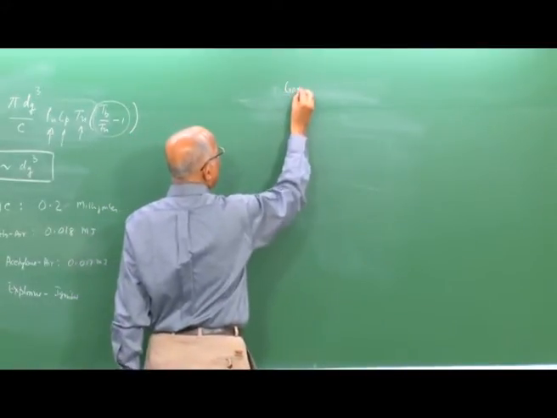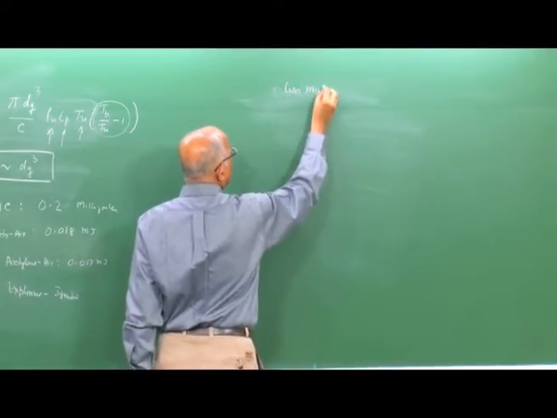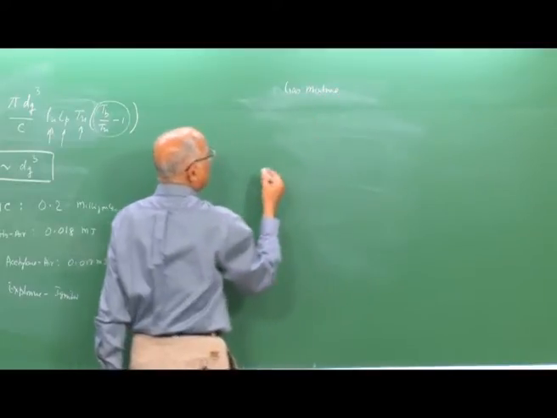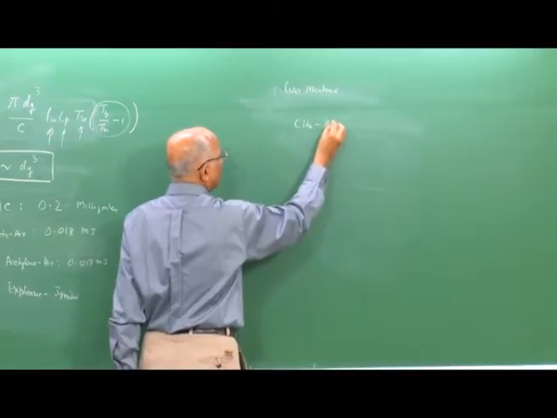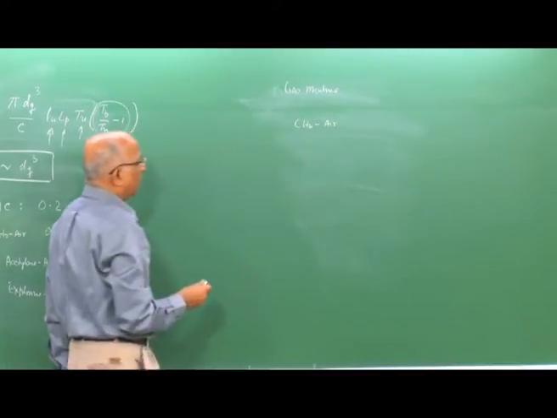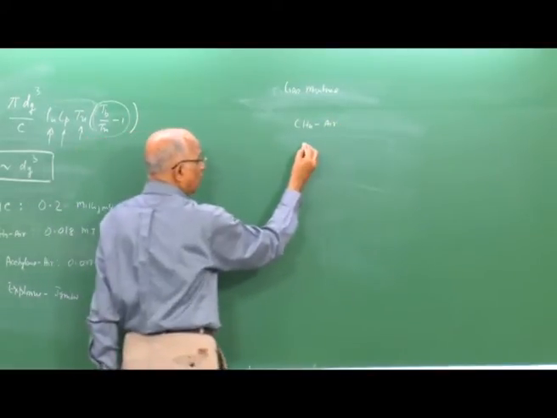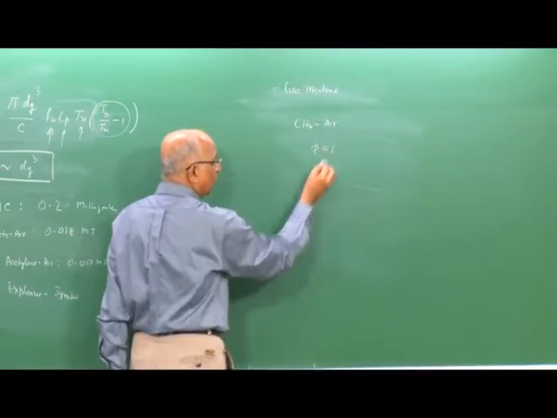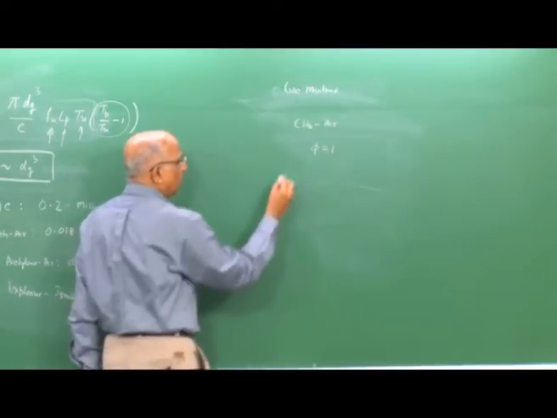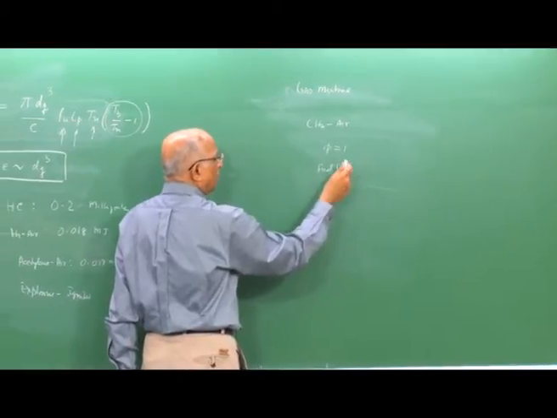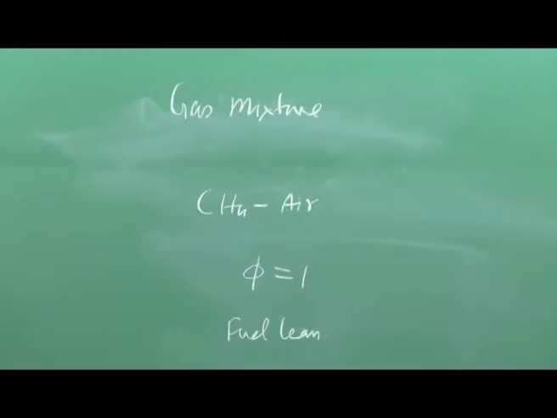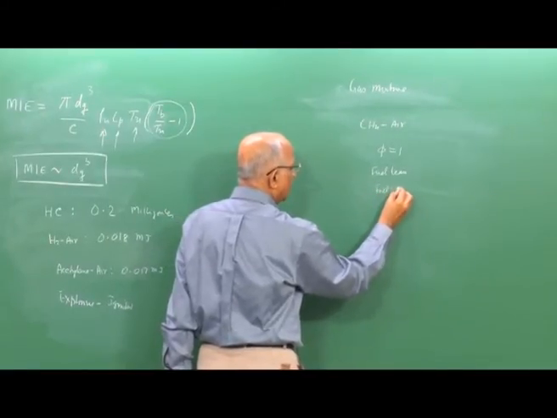We say a gas mixture. When we say a gas mixture, let us take an example. I have methane and air as a mixture. The mixture could be stoichiometric, that is, equivalence ratio is equal to 1. It could be a fuel lean mixture, with so much air and very little fuel. It could also be fuel rich. All these things are possible.